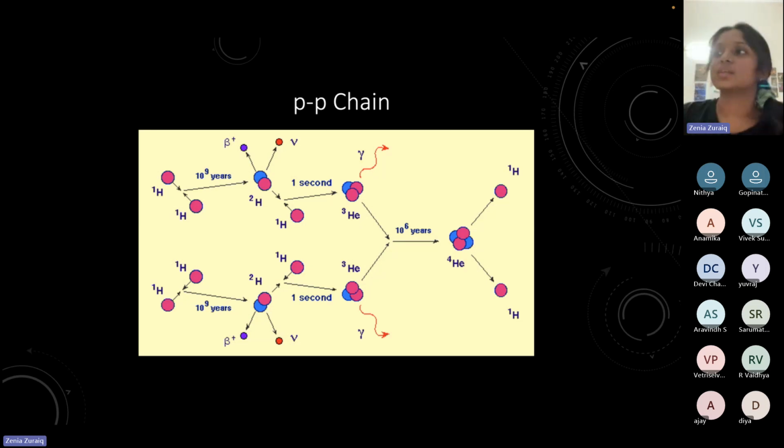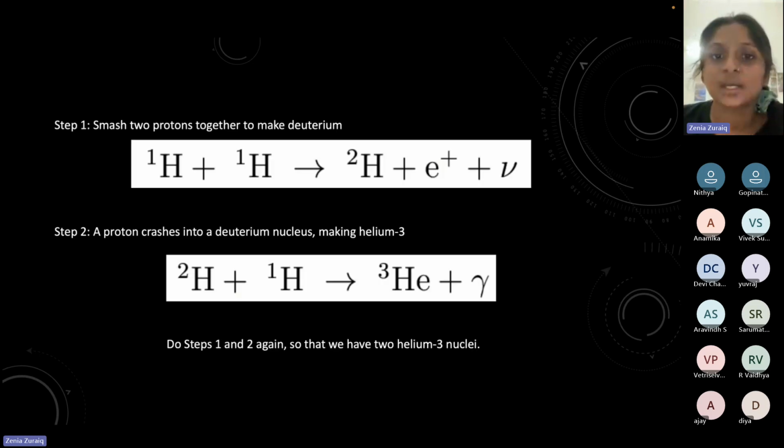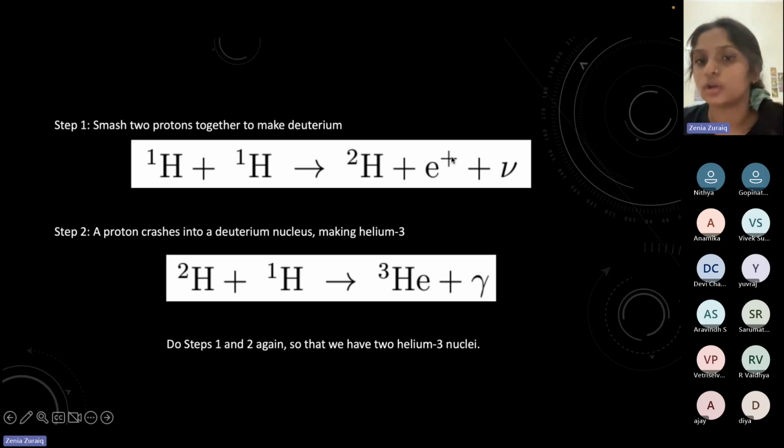Hydrogen is a system with one proton and one electron, so since we are only interested in nuclear fusion, we just have to look at the proton. That's why it's called the proton-proton chain. You can see that it's a very simple process. You smash two protons together to make deuterium, and this happens with the release of a neutrino and a positron. So this is a weak reaction.